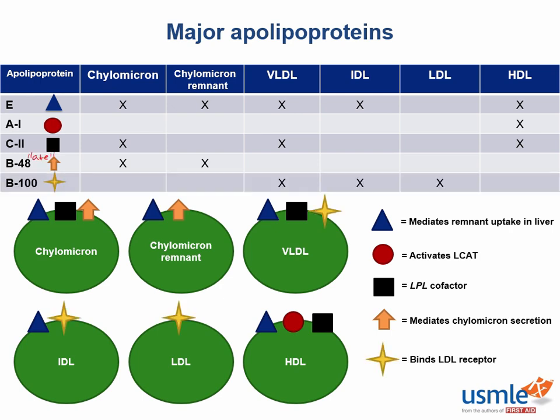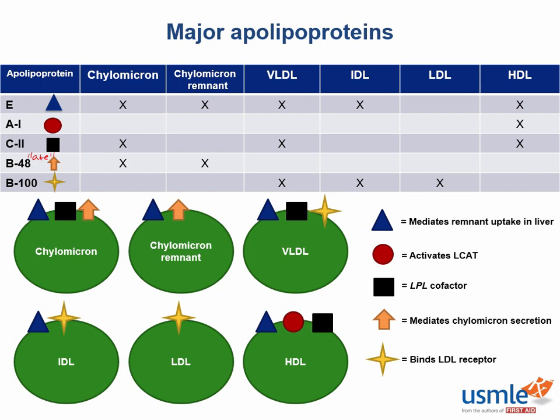Now our last major apolipoprotein is B100, and it's mostly present on VLDL, LDL, as well as IDL. Now ApoB100 binds the LDL receptor and allows for these lipoproteins to unload their products into cells within the body. Also remember that ApoB100 is only on lipid particles that are originating from the liver.